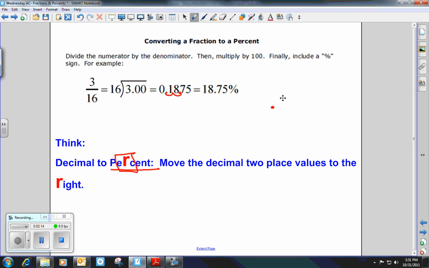Even if I only had 0.5 here, there's nothing after the 5. If I move my decimal 2 times, do you remember what we have to do? We have to fill in with a 0, so that becomes 50%. If you have a space when you're moving your decimal to the right, you fill in with a 0. Same thing if you're moving it to the left. If you end up with a space, you're going to fill in with a 0. So for changing to percents, percent has an R in it, we move our decimal place 2 values to the right.